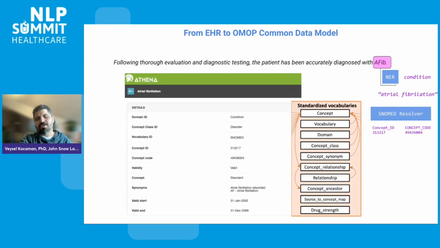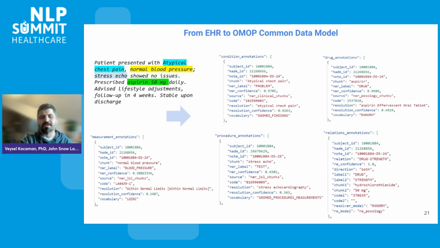There are different tools you can use for this. Athena is one of them, which you use manually, by the way. You query your concept, find its SNOMED code, and then try to map it into the right table in the OMOP. Here, in one single sentence, there's a term, AFib. If you use an NER model, a named entity recognition model, to find this as a condition, you can map it to a SNOMED resolver so that you end up with the concept ID and concept code easily. You can do this with the library rather than visiting the website.